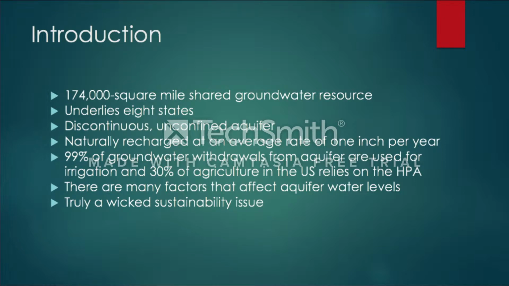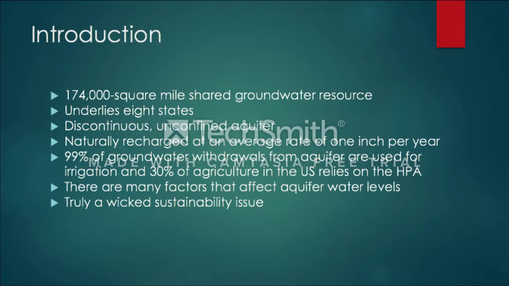The High Plains Aquifer is a 174,000 square mile shared groundwater resource, and it underlies 8 states in the High Plains region of the United States. The aquifer is discontinuous, meaning not all parts of the aquifer connect, and is unconfined, meaning the water in the aquifer flows through permeable rock, sand, silt, and clay, unlike a confined aquifer where water flows between 2 impermeable layers.